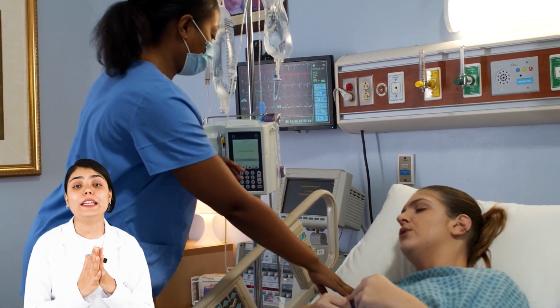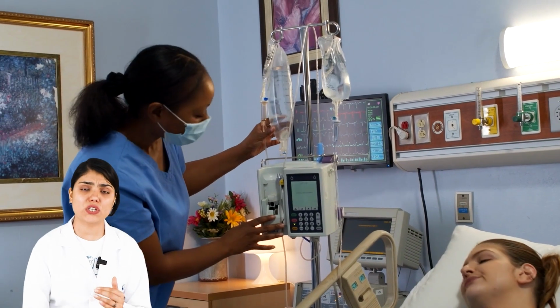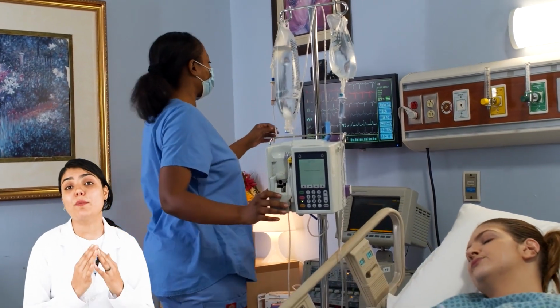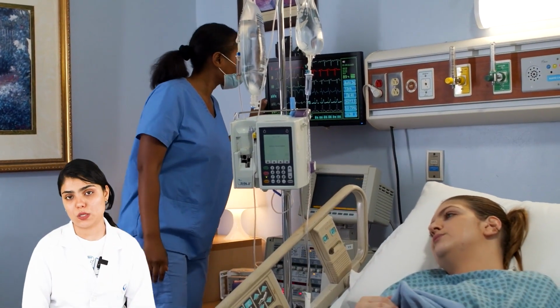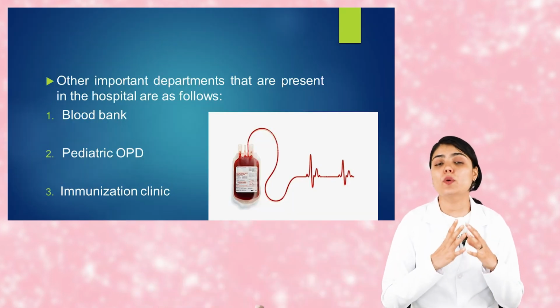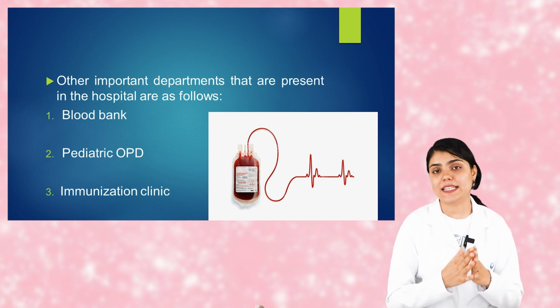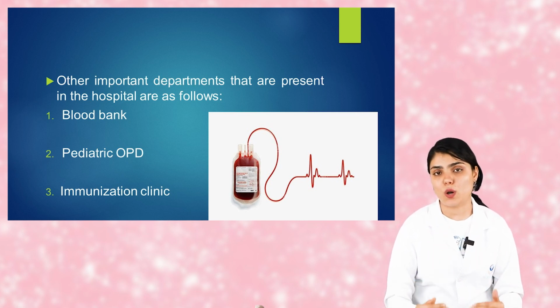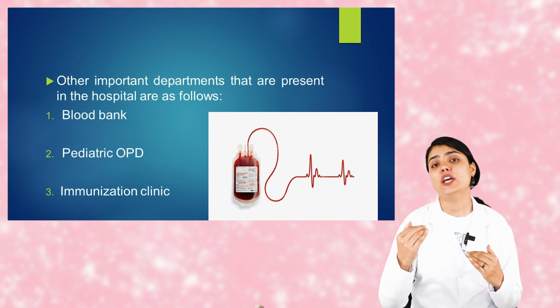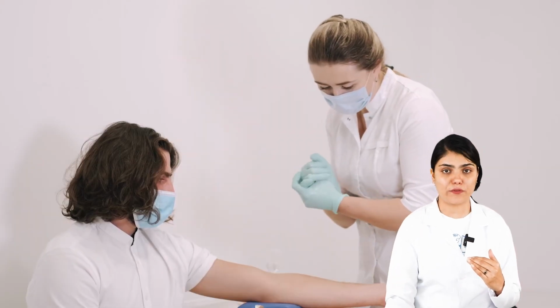I hope you've got a clear idea about how a hospital functions and what the different important departments within the hospital are. Along with all the departments that we have discussed in detail, we have other departments in the hospital as well, which includes the blood bank. When we go to any hospital, we see that there is a blood bank for patients in need during the time of blood transfusion.